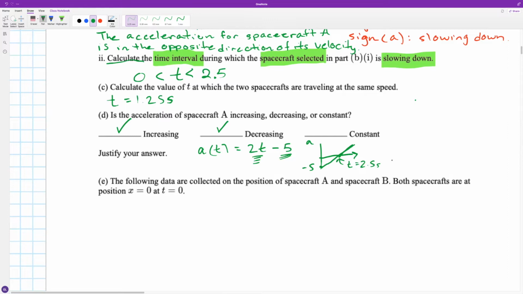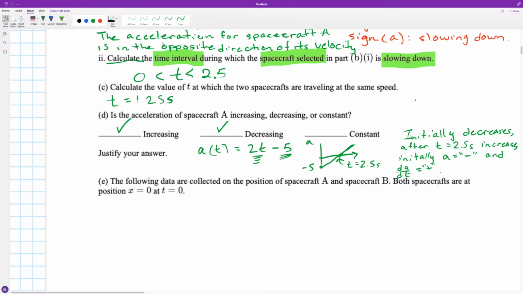And so to minimize the clutter, I'm just going to write it in briefly. Initially, decreases. After t equals 2.5 seconds, increases. And what is our justification? Initially, A is negative in its sign or direction, and the rate of change of acceleration is positive.